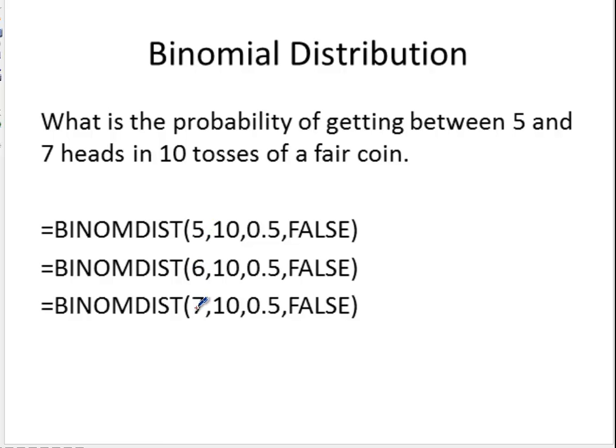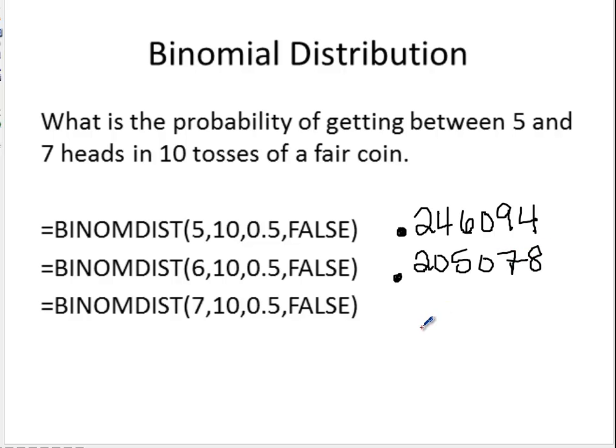So I put the commands on there. All you have to do is just put that in, and I'm going to give you the answers for each one. So let's look at the first one. When I did it in Excel, I got 0.246094. For the sixth one, I got this. And then for the seventh one, we just did this one.